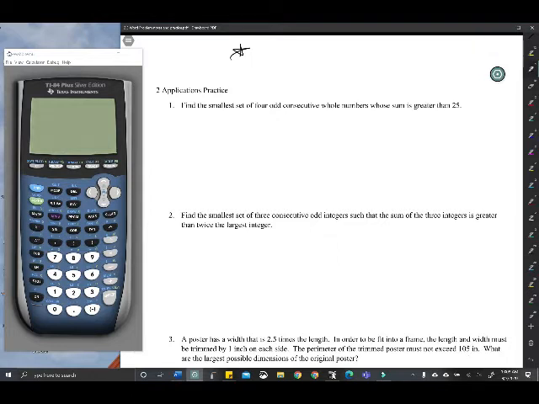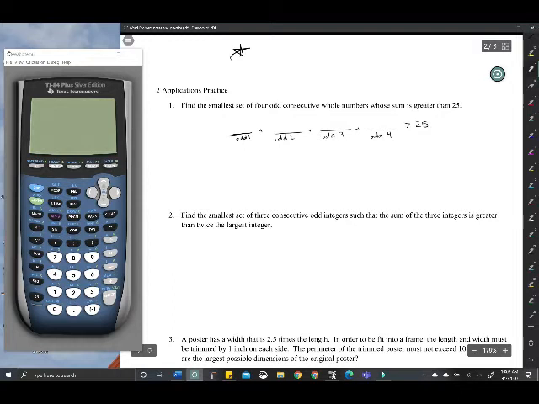Find the smallest set of four odd consecutive whole numbers whose sum is greater than 25. Okay? So, find the smallest set. Four odd numbers. So, let's set up our little dashes here. Here's odd 1 plus odd 2 plus odd 3 plus odd 4. And their sum needs to be greater than 25.